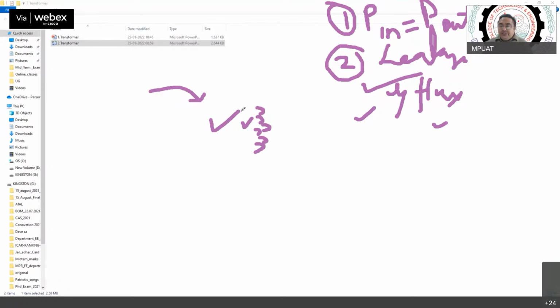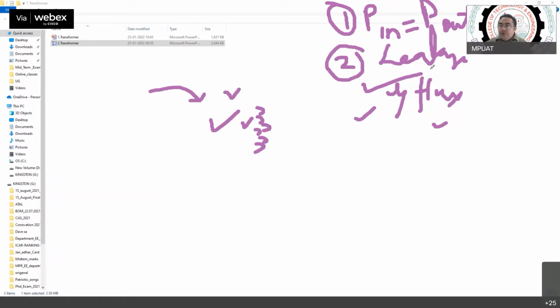Are you seeing my annotations also? I am writing P input is equal to P output. Leakage flux is absent. That is also visible. Okay, fine. So those who are not able to see it, maybe it is their connectivity problem, but you will get everything on YouTube also. After the class is over, you can see the YouTube video also. So the primary and secondary winding concept is clear. I was giving the concept regarding the ideal transformer. So in an ideal transformer, what happens?